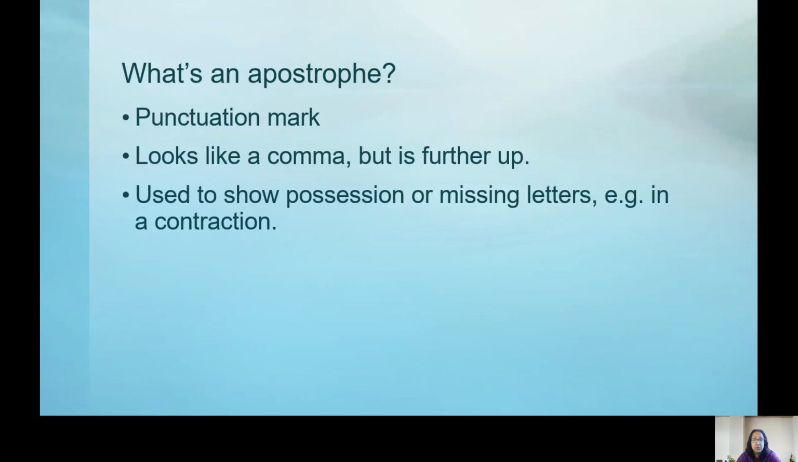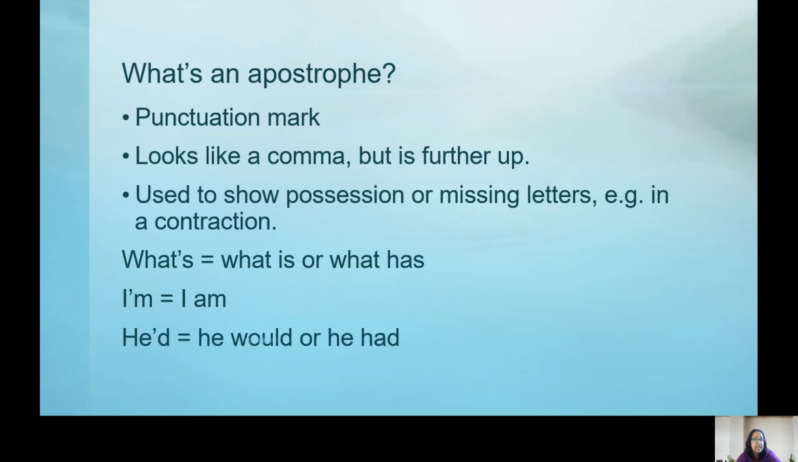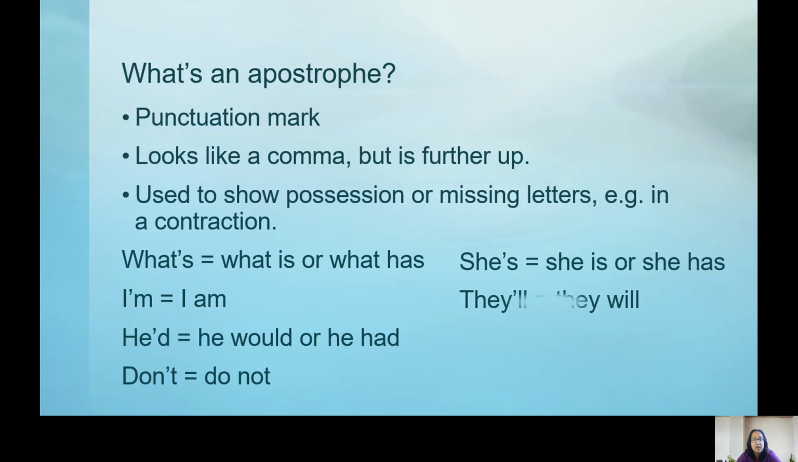Let's look at some example contractions. What's is short for what is or what has. I'm is short for I am. He'd is short for he would or he had. Don't means do not. She's is she is or she has. They'll is they will. We're is we are. And can't is cannot. There are loads more, and I'm sure you know a lot of them.